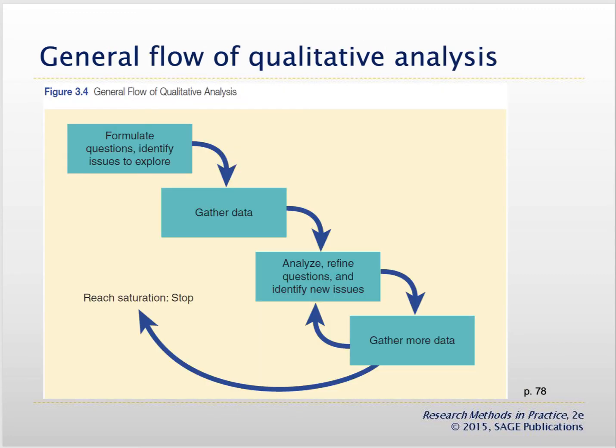Also, there's a general flow in qualitative analysis. You formulate questions, identify issues to explore. Now that can range from very exploratory work where you're going to just get some general ideas and go from the data to the theory, as well as one where you're going to start with very specific hypotheses, very specific questions, and use that to structure your qualitative data. So that might structure your sampling with theoretical sampling. It would really structure your questions.